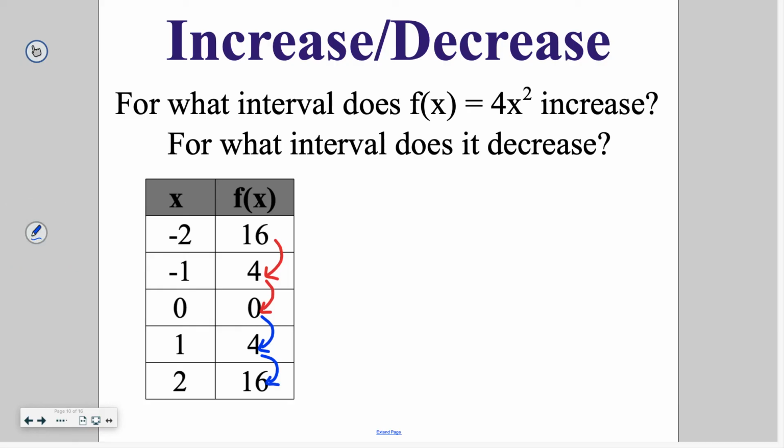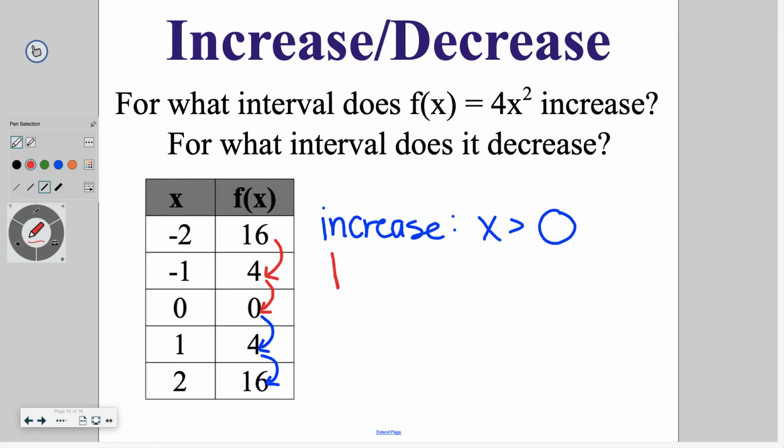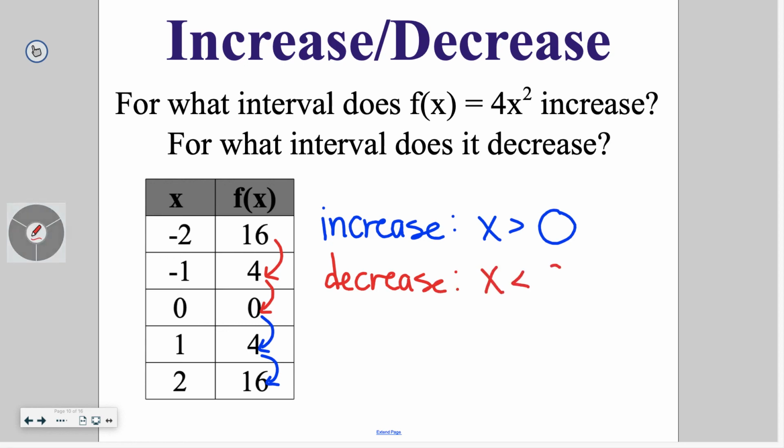So our interval then for the increase is going to be the x values where we are increasing. So anywhere bigger than 0, we are increasing. For the decreasing part, those are all of our x values that are smaller than 0. Neither of these includes equal 0 because when you're looking for increase and decrease, you're looking in between a point. So we're not saying at 0 it's going up or down. At 0, it's just equal to 0.